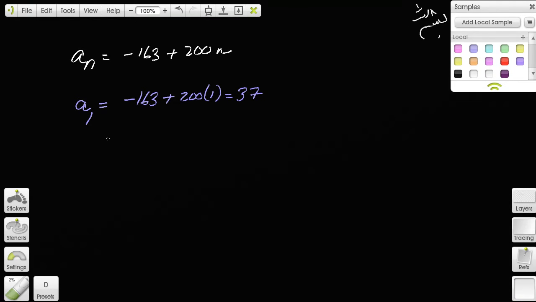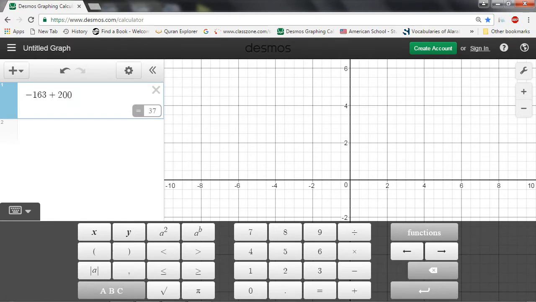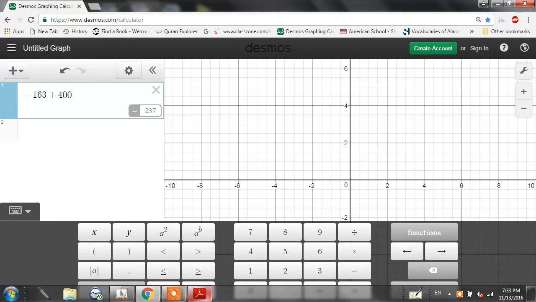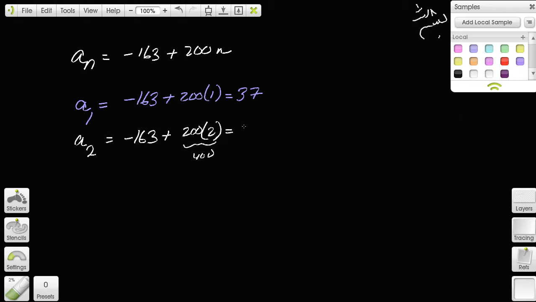And then I'm going to do a sub 2. That's negative 163 plus 200 times 2. Let me just do some progressive logical reasoning here and do it slowly. That's 400. So negative 163 plus 400 is 237.